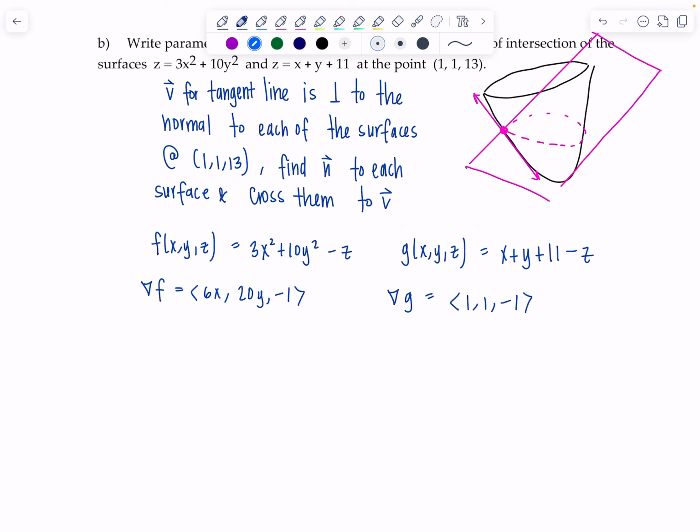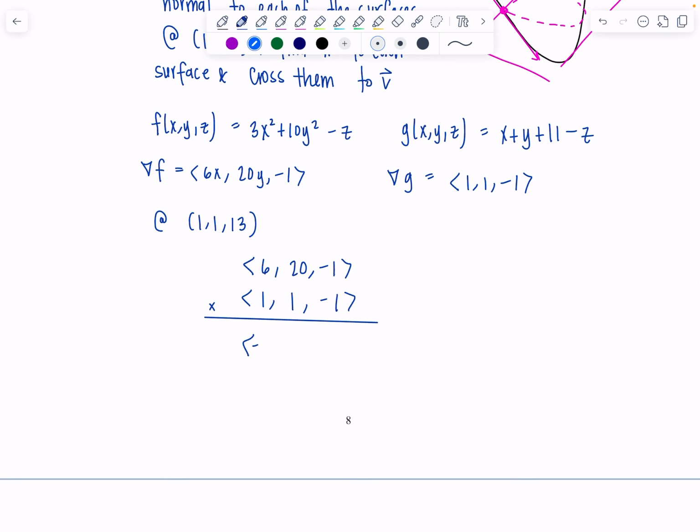Now I need to evaluate these at the point 1, 1, 13. So the gradient of f would be 6, 20, -1. Gradient of g, 1, 1, -1. And then now let's cross them. Just do it in my head. So then this is going to be -19, 5, -14. I did it ahead of time. I'm pretty fast, but I'm not that fast.